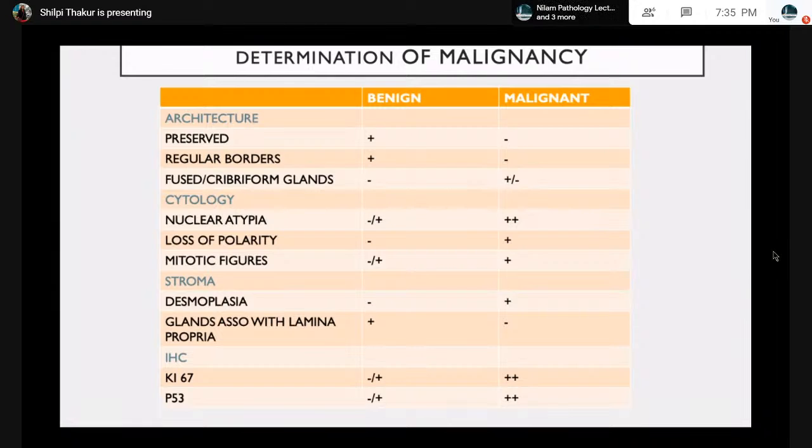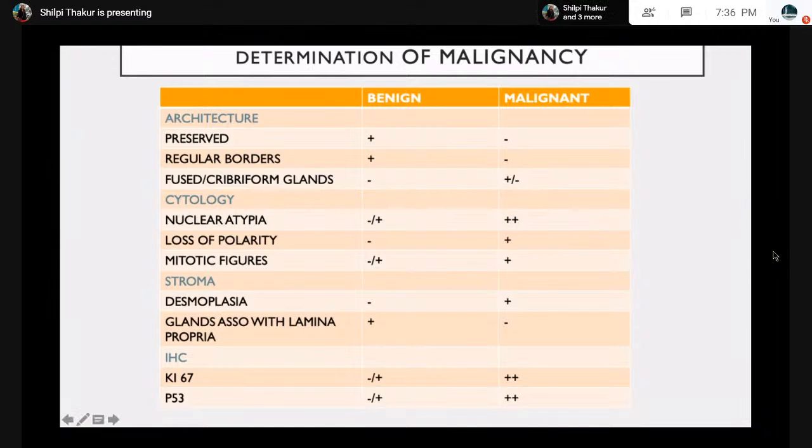If they are preserved, then mostly it belongs to the benign category. And if they have regular borders, of course, this is a benign feature. Then we have the fused and cribriform glands. The more we see the fused and cribriform glands, we are sure that we are moving towards malignancy. Coming to the cytological features, which are nuclear atypia, loss of polarity, and mitotic figures. If these three are present, then malignancy is the most important thing that we should think of. Then we go to see the stroma. If it is showing desmoplastic reaction, which is fibrosis along with inflammation, then it points towards malignancy. And if we see glands which are associated with lamina propria, this is a feature of a benign condition.